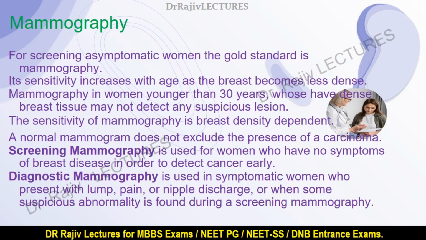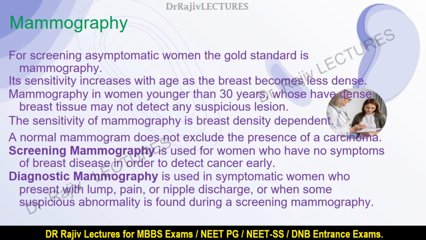As age advances, the breast tissue involutes and is replaced by fatty tissue. The fat absorbs relatively little radiation and provides a contrasting background on mammograms that allows detection of small lesions. 5% of breast cancers may be missed in mammographic screening programs. Hence, a normal mammogram does not exclude the presence of a carcinoma. The sensitivity of mammography is breast density dependent. About 10% to 15% of clinically evident breast cancers have no visible abnormality on mammography.